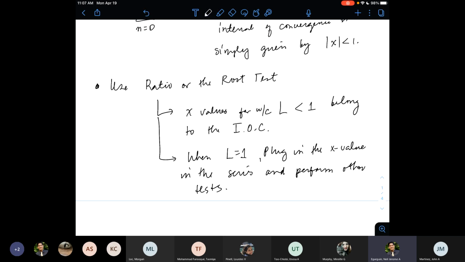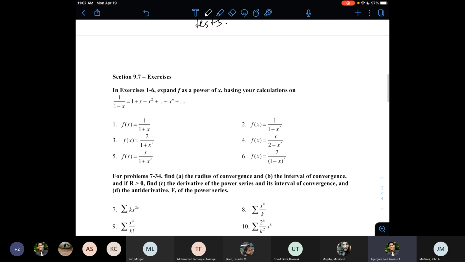So this would be our general framework in order to find the interval of convergence of certain series. Perhaps this will all make sense if we look at specific examples.